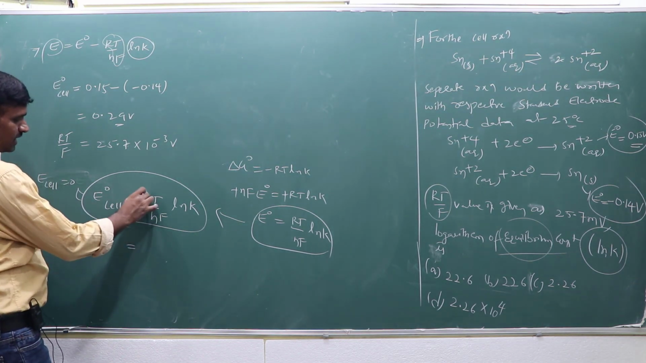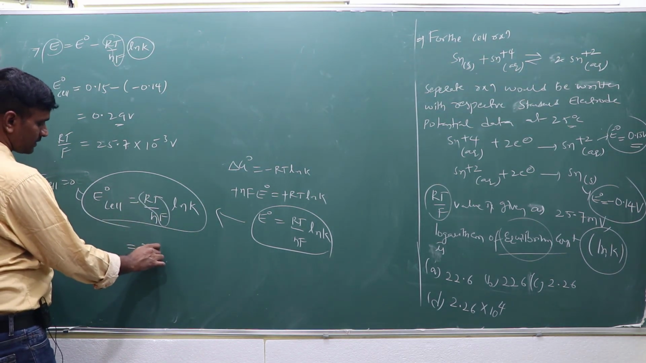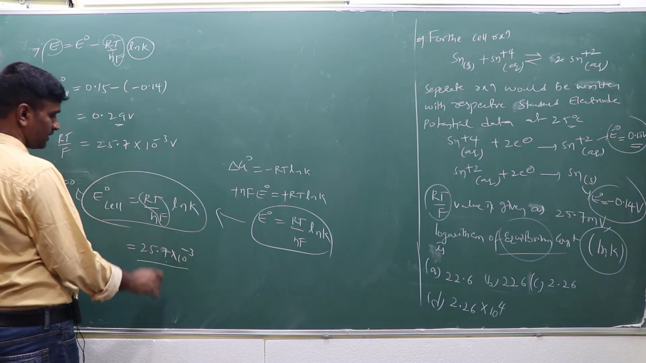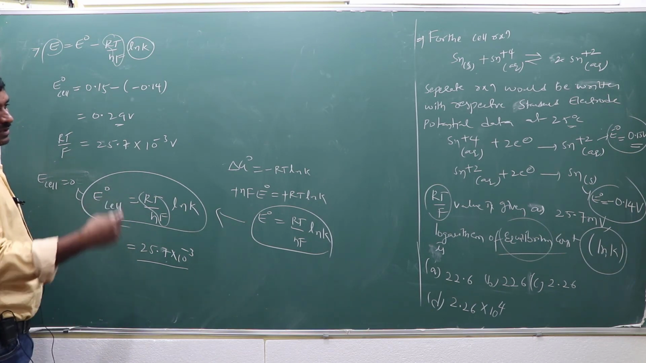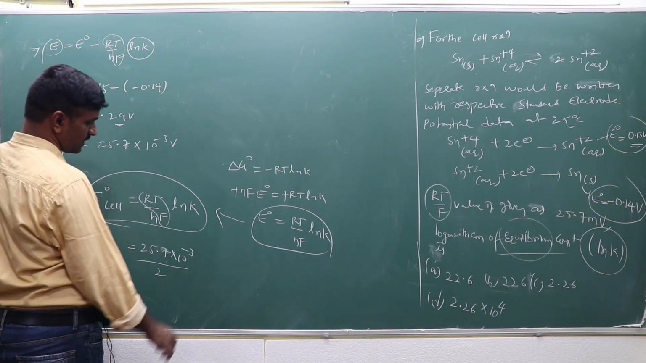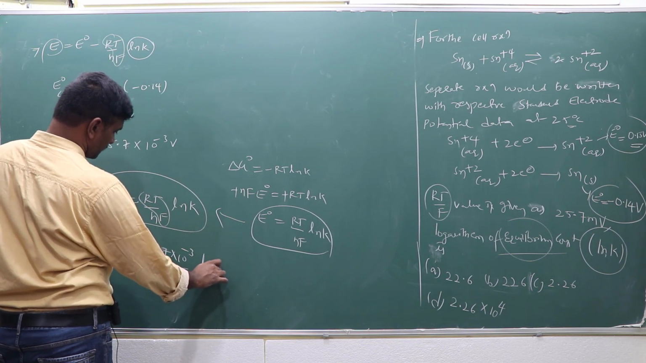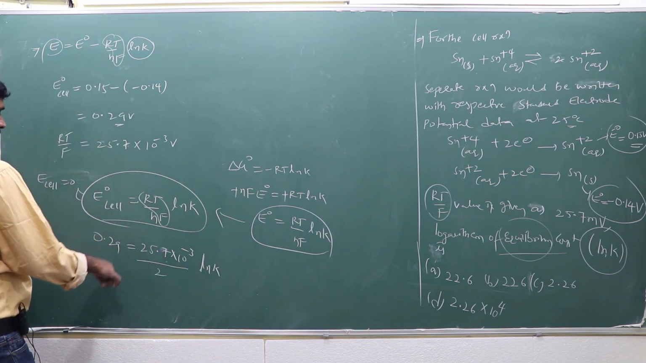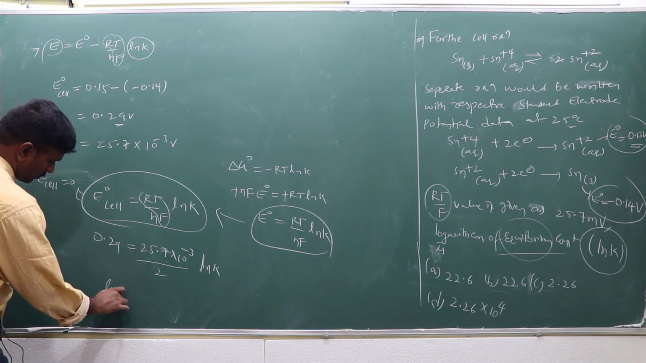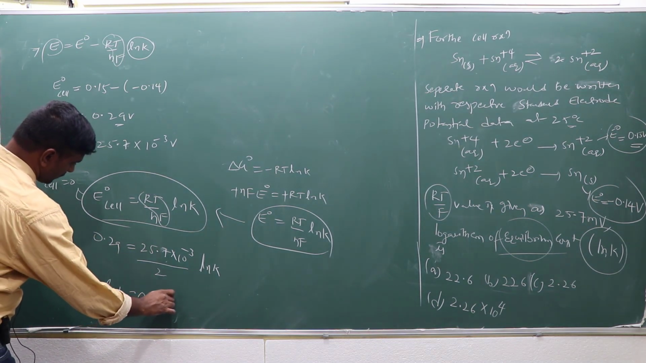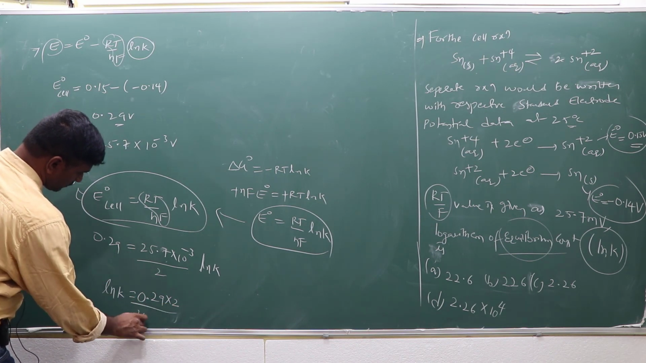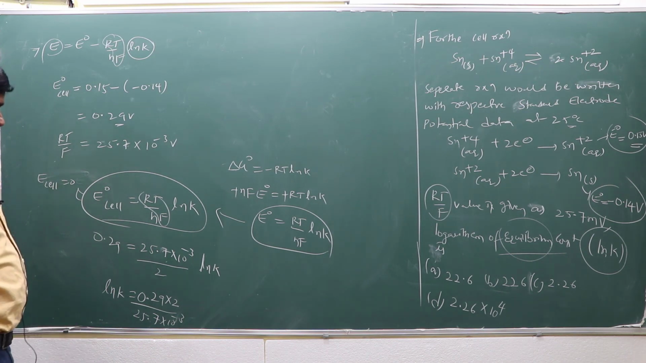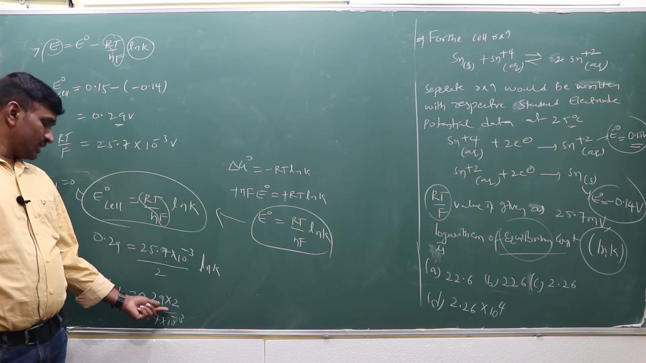And how much is the RT by F value? 25.7 into 10 to the power of minus 3. What is the N value? How many electrons are transferred? 2 electrons. And this value of ln K is how much? 0.29. Then ln K is equal to 0.29 into 2 by 25.7 into 10 to the power of minus 3. Nearly how much is this?